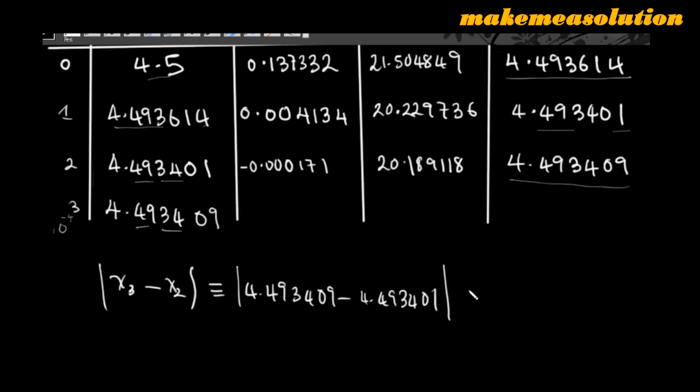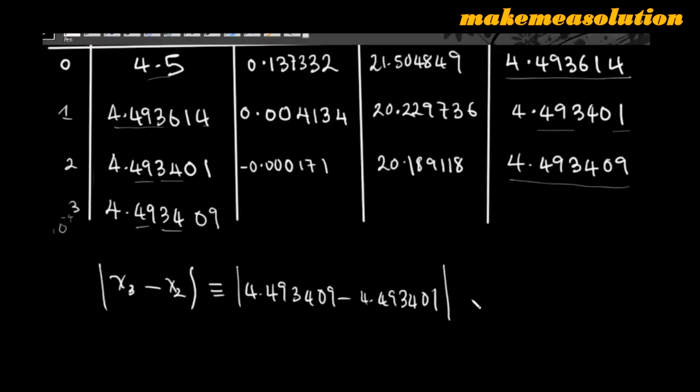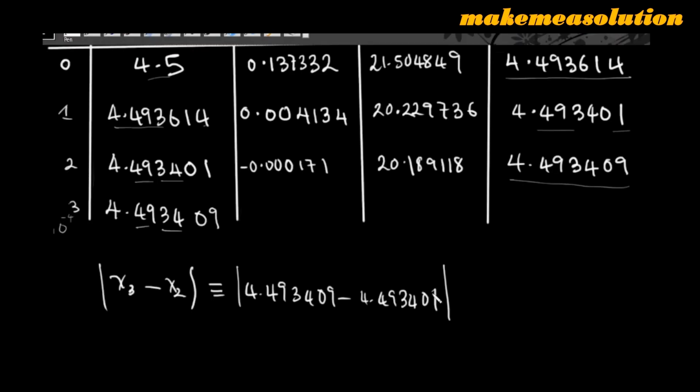So let's compute this and see what we get. 4.493409 minus 4.493401. We're getting 8 exponential minus 6. That means we're getting 0.0000008. Okay, and this is clearly less than our epsilon value, which is 10 to the power of minus 4. Okay, so at this point we can now stop.